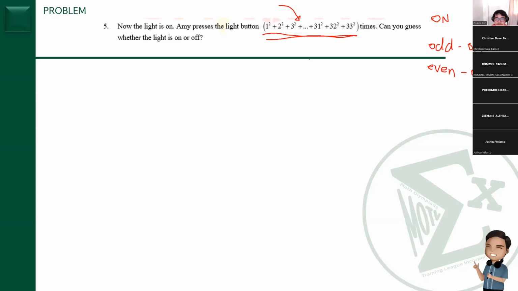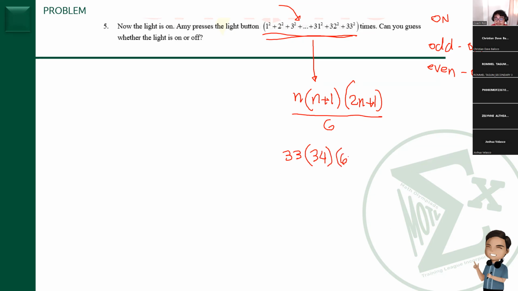There should be a formula for this one. The formula should be n(n + 1)(2n + 1) over 6. So I'm just going to plug in that one. n is 33, so n + 1 is 34, right? And 2n + 1 is going to be 33 times 2 plus 1, which is 67, over 6. Now, the question here is, is this odd or is this even?